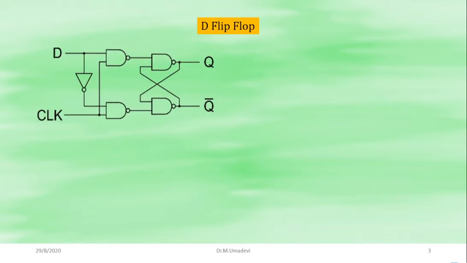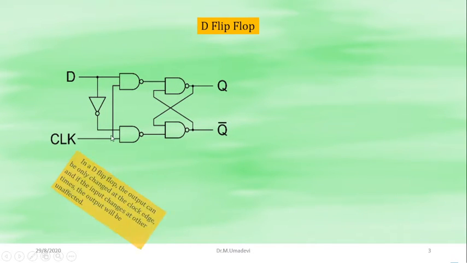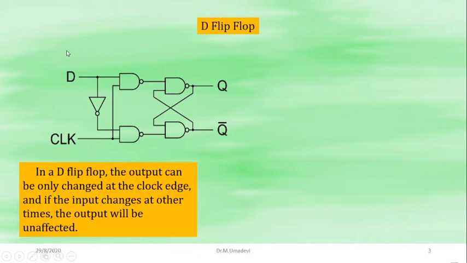What is a D flip-flop? This is the circuit for the D flip-flop. A D flip-flop has only one input along with a clock, because this is a flip-flop, so definitely it needs a clock. In a D flip-flop, the output can only be changed at the clock edge, and if the input changes at other times, the output will be unaffected. That means in a D flip-flop, the output can be changed at the clock edges only. D flip-flop is constructed using NAND gates along with NOT gates.